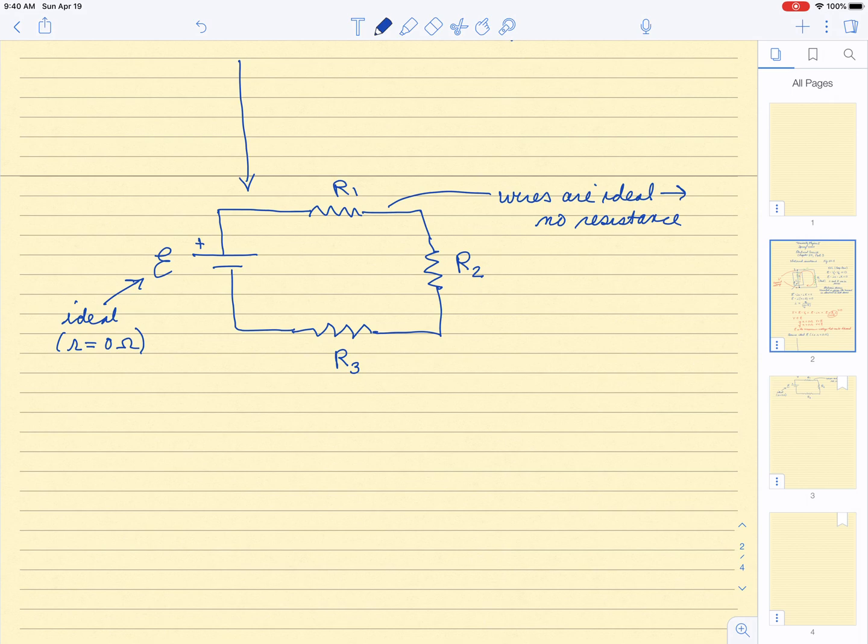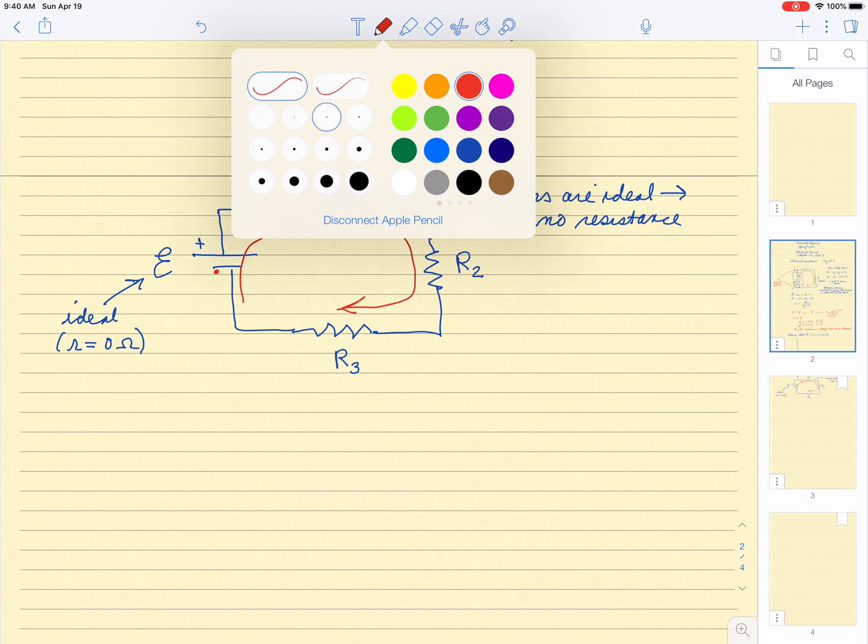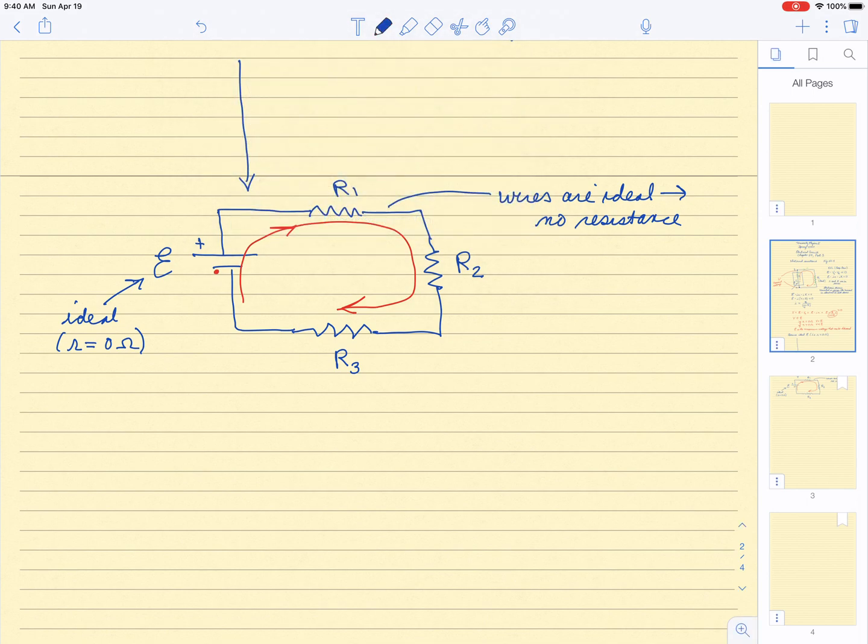So let's move around this circuit in this particular direction. Okay, and we'll start here. And just move around that circuit, and we'll use Kirchhoff's voltage or loop law.